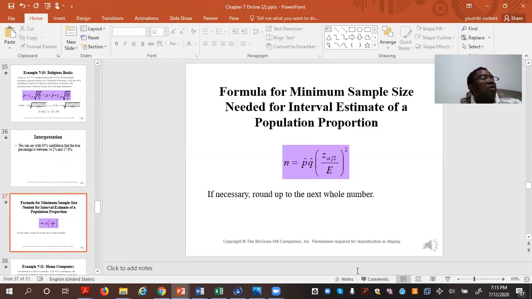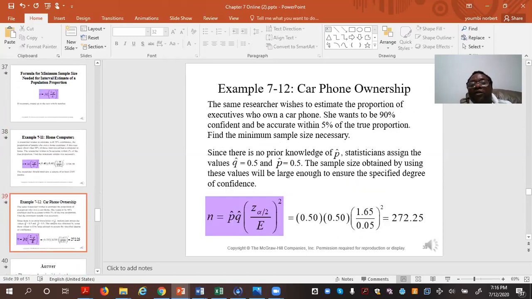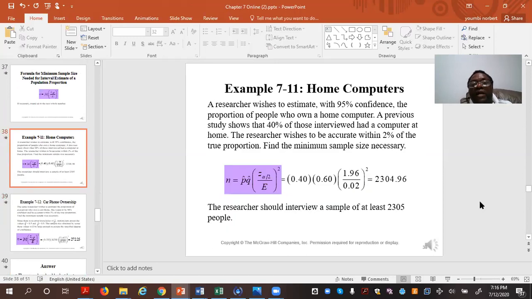So for sample proportion also, we can compute the minimum sample size. To compute the minimum sample size, we don't really need this P hat and Q hat, but we have two options. One, when there is an estimate of the population proportion, and the other one where there is no estimate.